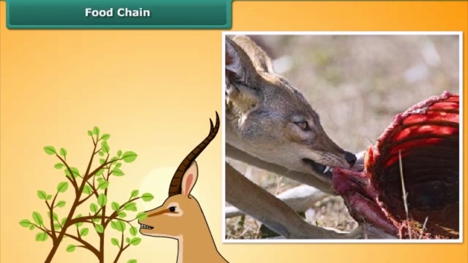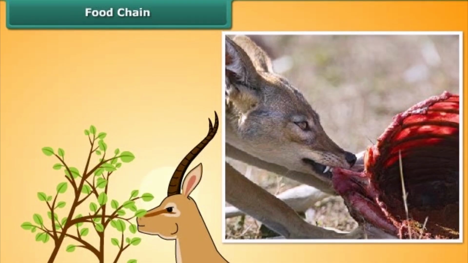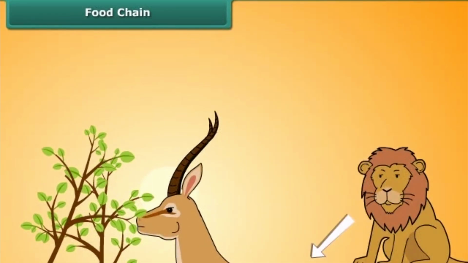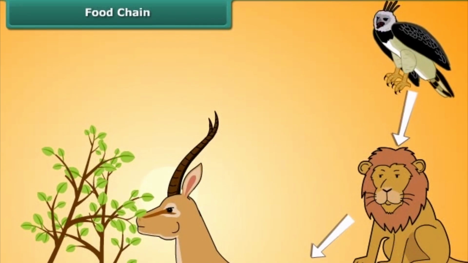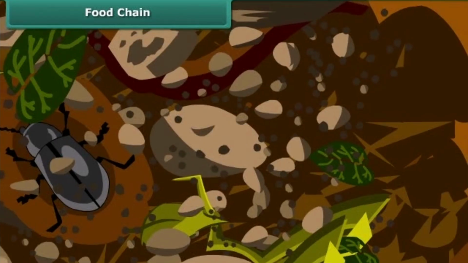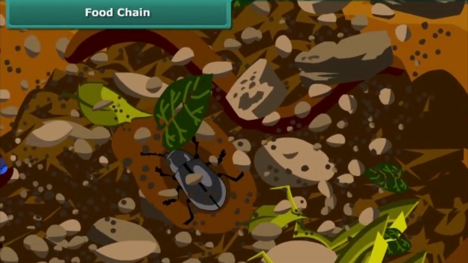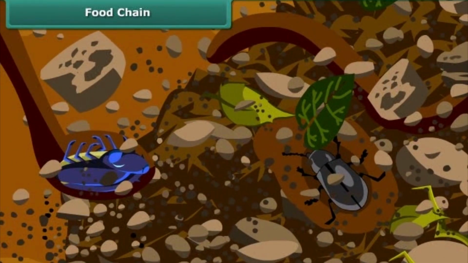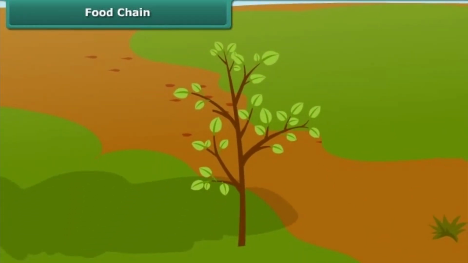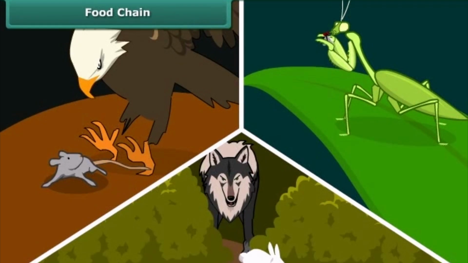Plants use the sunlight and prepare food. Plants are eaten by deer. Deer are eaten by lions. When the lions die, their physical remains are eaten by scavengers such as vulture, hyena, etc. Decomposers such as fungi and bacteria feed on the remnants of dead organisms and break them down into humus, which provides nutrients to plants. Thus, the food chain comes one full cycle.